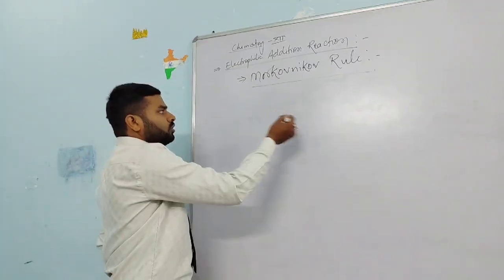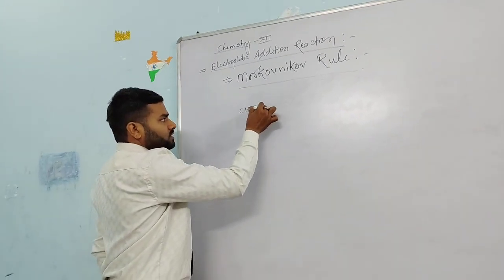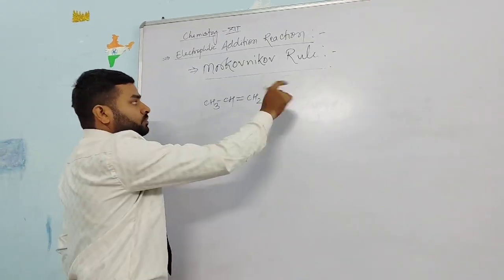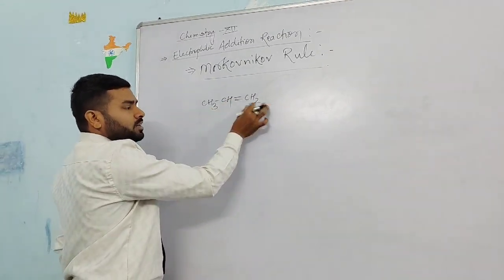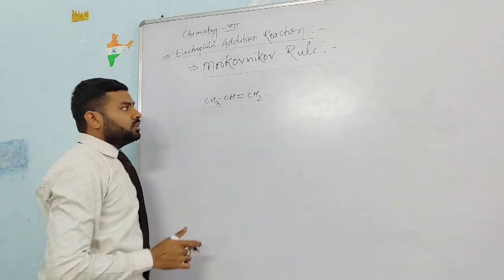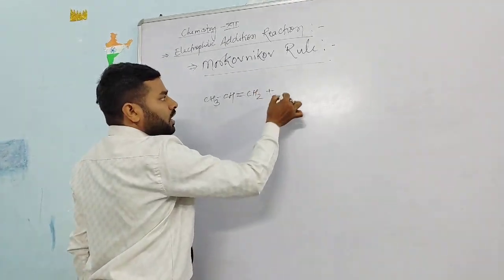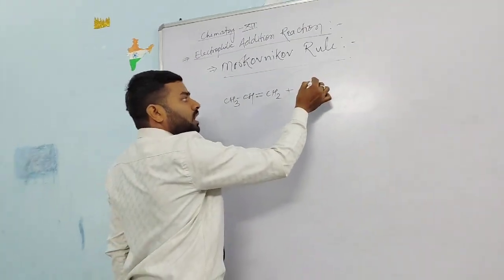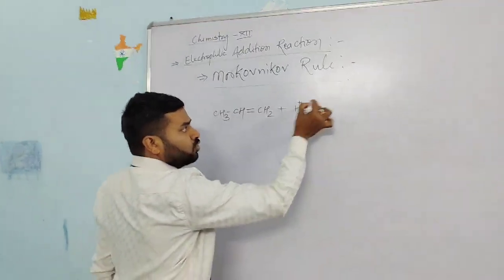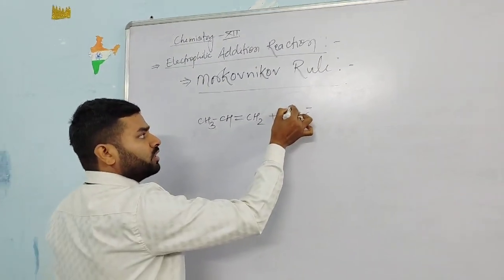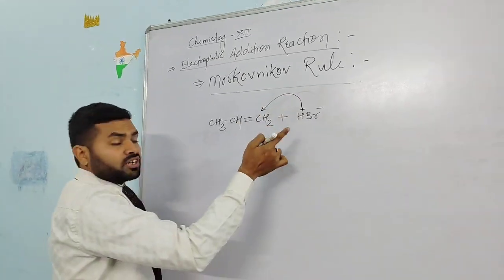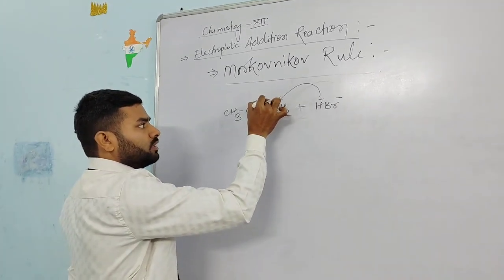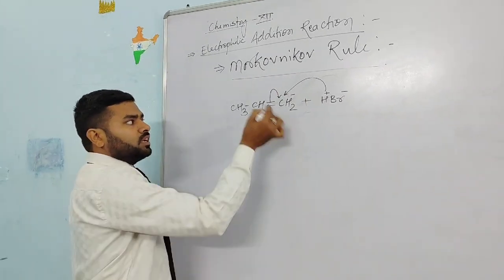In Markovnikov rule, when an unsymmetrical alkene like CH3CH=CH2 reacts, where the carbon atoms of the double bond carry a different number of hydrogens, with a hydrogen halide like HBr, the attacking reagent is the electrophile H+ and the nucleophile Br-. H+ will join the double bonded carbon which has the higher number of hydrogens, and the bond will break by heterolysis, giving negative and positive charges.